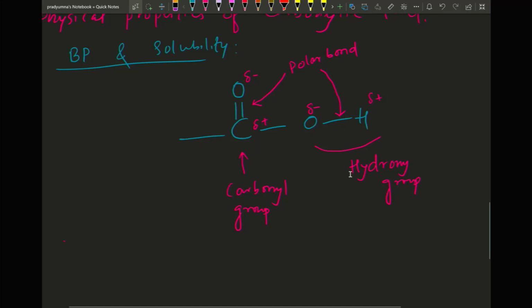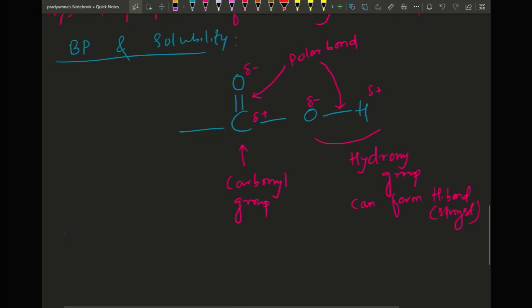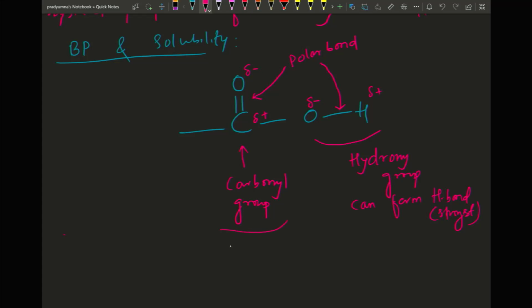So what is so unique of this particular OH bond? The OH bond can form hydrogen bond, and we know that hydrogen bond is the strongest. And what is so unique about the carbonyl? This one can form dipole-dipole interactions, right? So dipole-dipole bond.